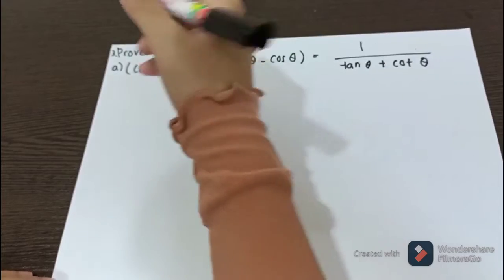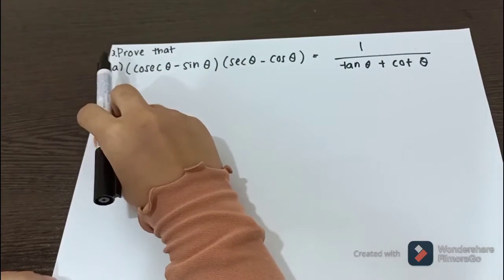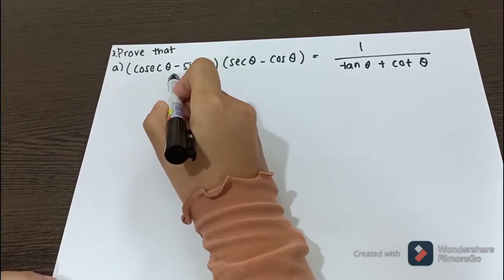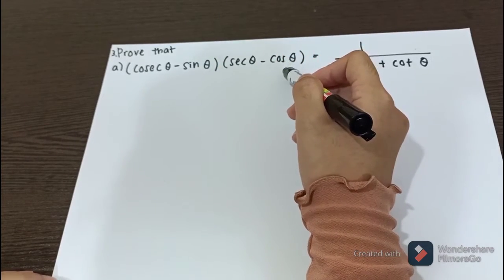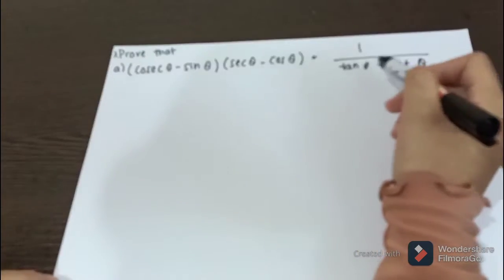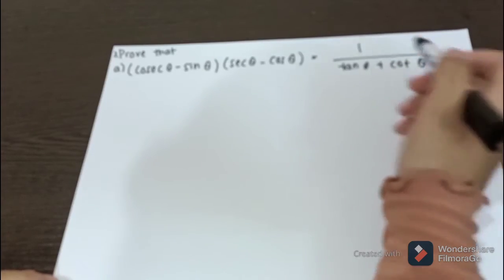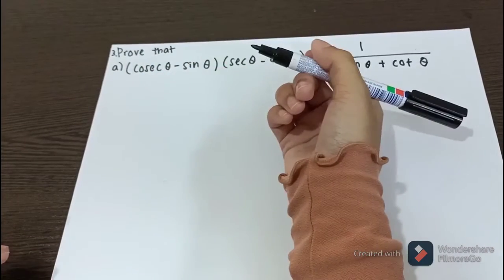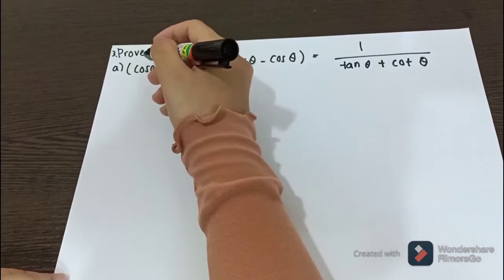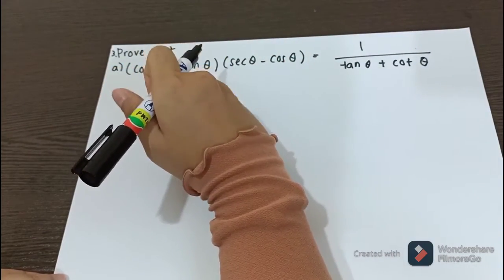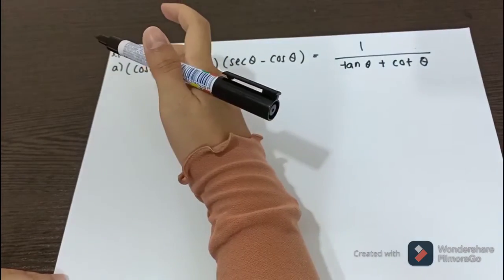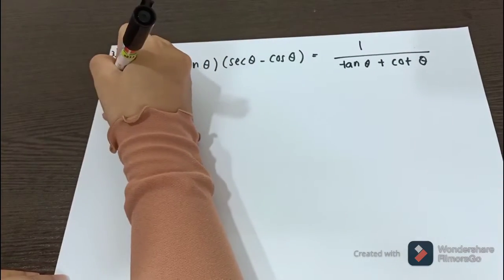So, our question starts with 3A. Cosec theta minus sin theta multiplied by sec theta minus cos theta equals 1 over tan theta plus cot theta. For this type of question, which is a proof, we have to choose whether we want to prove from the left hand side or the right hand side. For us, we choose to prove from the left hand side.